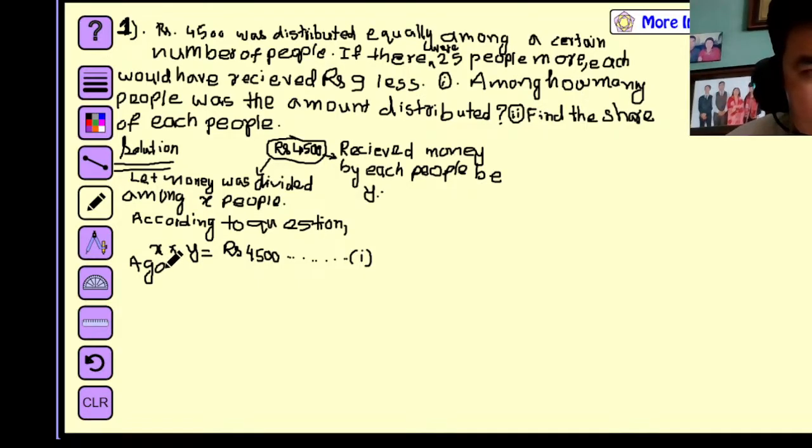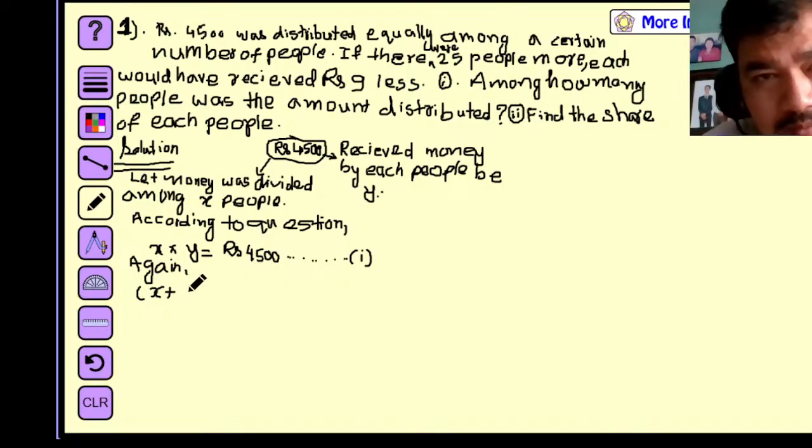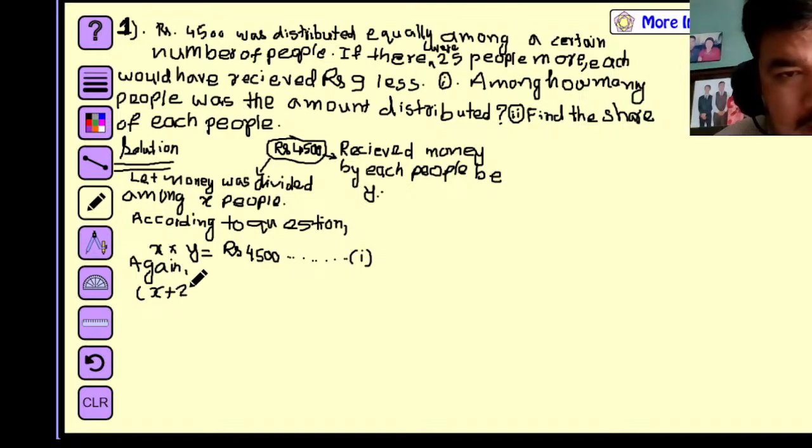Okay, there are two cases. Again, it is clearly given that if there were more people, how many more, that number is added there: x plus 25. If 25 people are added, then the number of money received by each will also decrease.